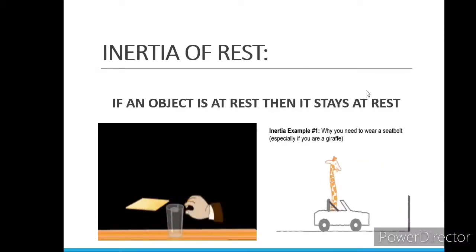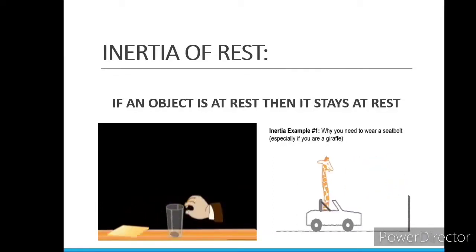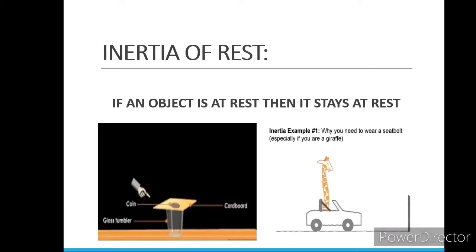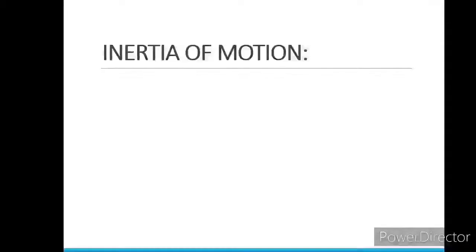You must have experienced this while traveling in a bus. If you are in a bus and the bus is at rest and it starts to move, then you feel that you suddenly jerk behind. That happens because of inertia of rest. Your body is resisting that change of motion. It does not want to move. That resistance is inertia. Now the second type of inertia is inertia of motion.